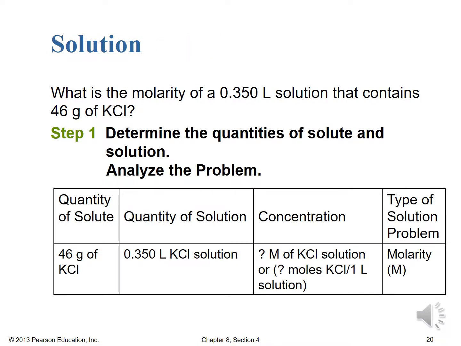Okay, so hopefully you've caught on that we're going to use this guide no matter what particular solution concentration expression we're following. Step 1 is always the same: determine the quantities of solute and solution. In this example we have 46 grams of KCl, we have 0.350 liters of KCl solution, and we're looking for the molarity, which is going to be the moles of KCl per liter of solution. Hopefully you were able to identify that.